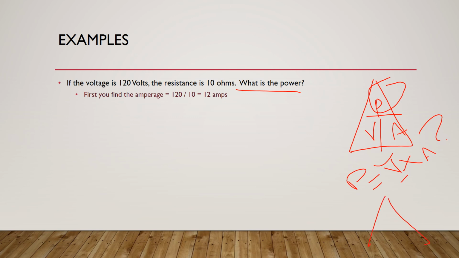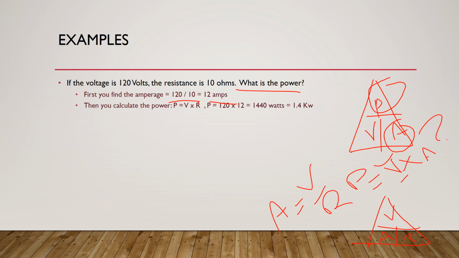Amperage could be found using Ohm's law, which is voltage over resistance. So in here, you'll see the amperage is volts over resistance. So you divide 120 over 10, you get 12 amps. You have your 12 amps, you plug it back into here, and you will say power equals voltage times amperage, and that will give you 1440 watts, which is 1.4 kilowatts. Kilowatts are more common.